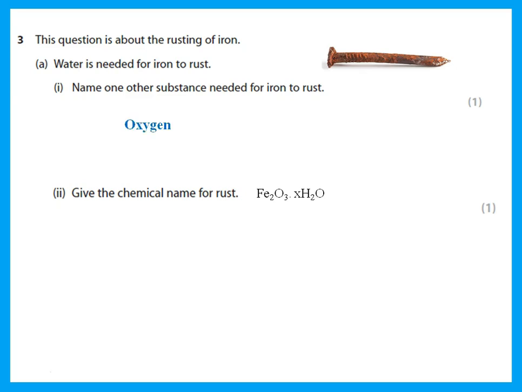Give the chemical name for rust. Remember, rust is this. What is the chemical name for rust? It is hydrated iron 3 oxide. You have to mention that it's iron 3. This is not iron 2. Remember that the valency of something goes under the other. So the 3 that is under the oxygen is the valency of the iron. So it is hydrated iron 3 oxide.